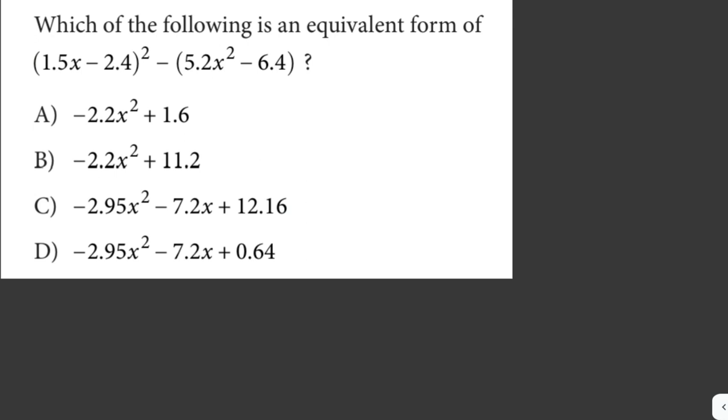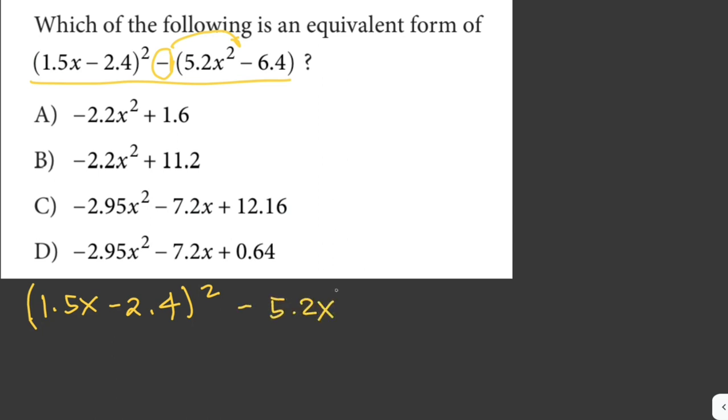Okay, which of the following is an equivalent form of this expression here? So we just have to simplify everything. We distribute this one to the expression inside the parenthesis. So this is considered -1. So that would be 1.5x minus 2.4 squared minus 5.2x squared plus 6.4, because negative times negative is positive.